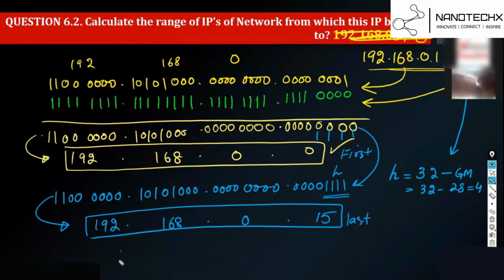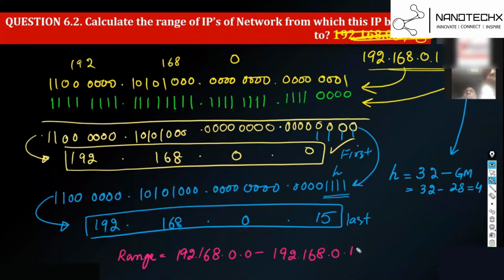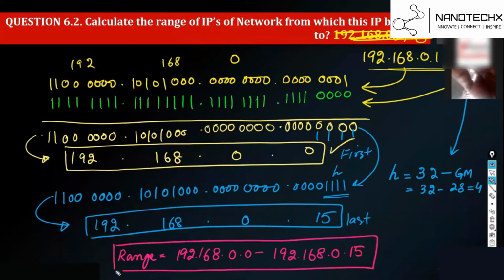So the range is what? The range is equal to 192.168.0.0. This is first, and the last IP address is 192.168.0.15. So it means it gives us how many IP addresses, guys?